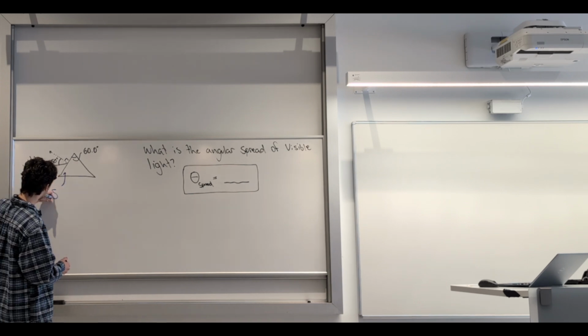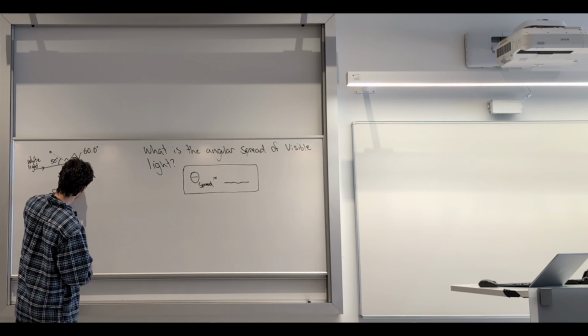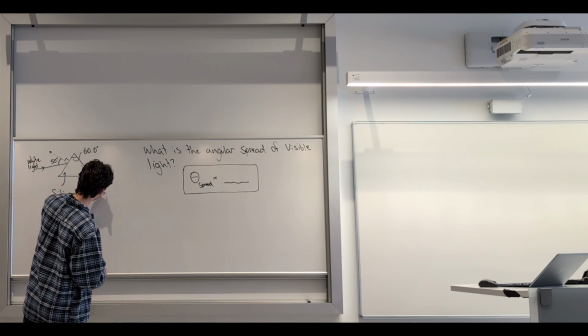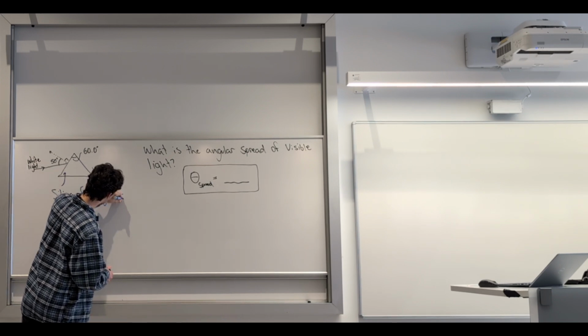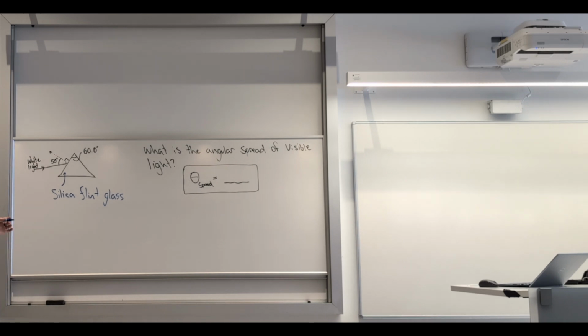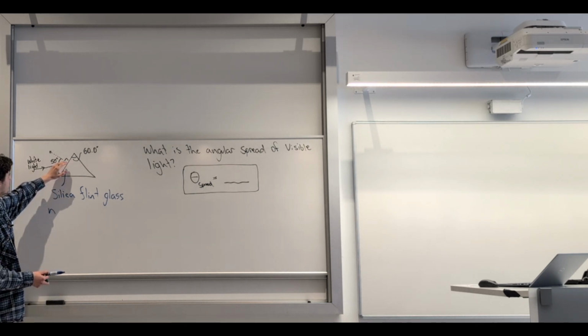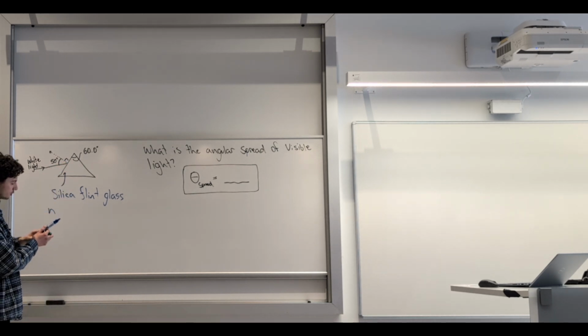This is silica flint glass. It has a different index of refraction. We will call it n. For now, we don't really know what it is. Actually, they told us two different indices of refraction, but based on the law of refraction, or Snell's law, which I'll write down in just a second, this light over here refracts and it does not follow the same trajectory.